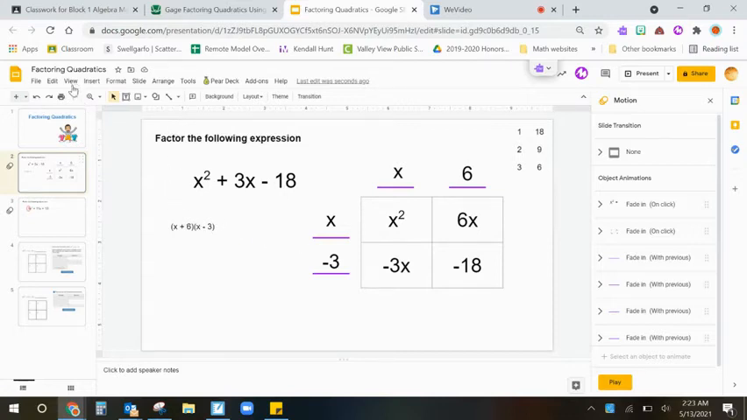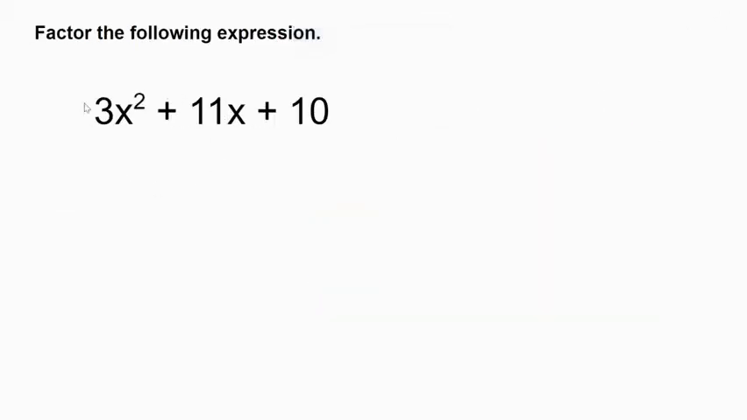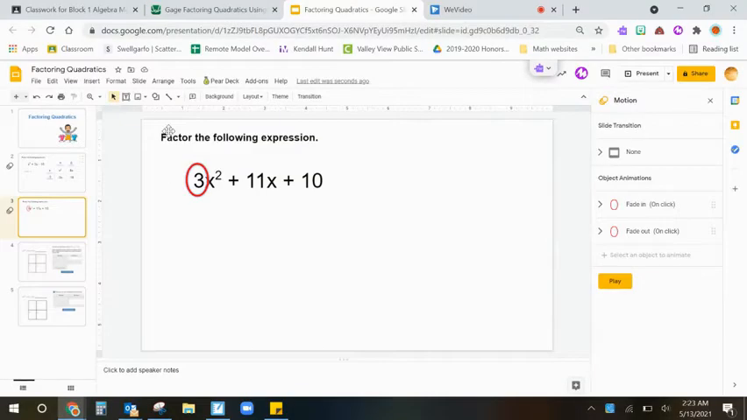Now we're actually going to look at a problem where the a term, or the number in front of your x squared, is 3. Notice it has a number other than 1 here. That's going to make these a little more complicated. So here's what's going to happen in class today.